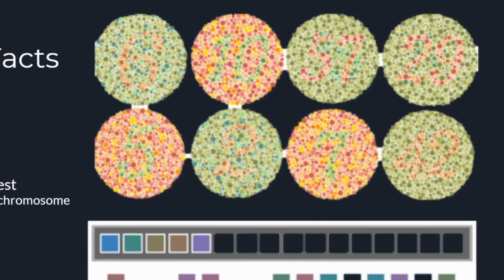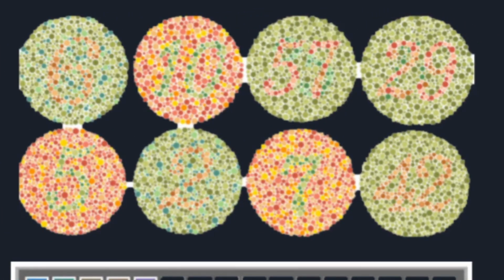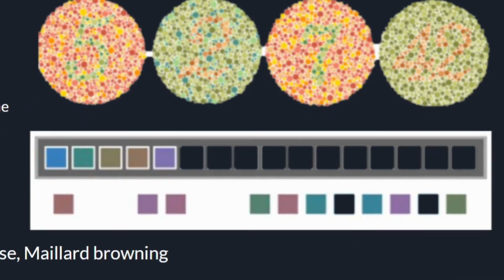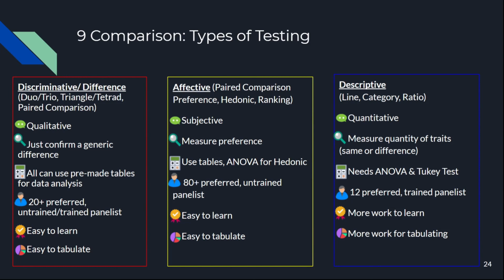Here are 2 color blindness tests: Ishihara plates, where you need to see the number in the circle, and Farnsworth tests, where you order the colors correctly based on hues. Here's a quick comparison of discrimination, effective, and descriptive tests. Brix measurements are for sugars in the solution, while Baumé is for salt.